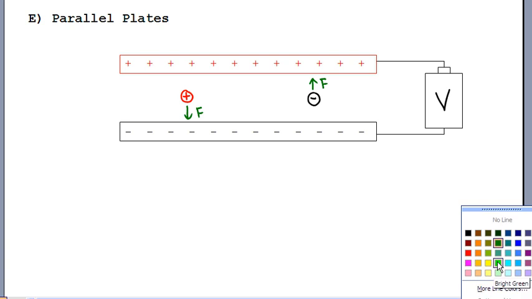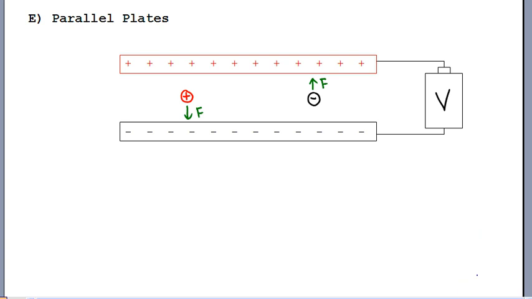Well, let's go and put in the warning about field, right? Field just warns people about those forces, but we can't put both directions in.